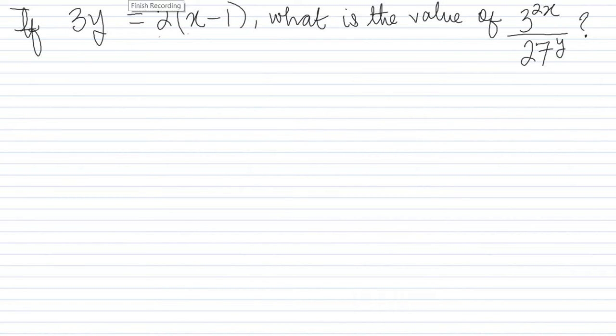So today we're going to be solving the question on the screen, which says, if 3y equals 2x minus 1, what is the value of 3 raised to the power of 2x divided by 27 raised to the power of y? So you have the question 3y equals 2x minus 1.